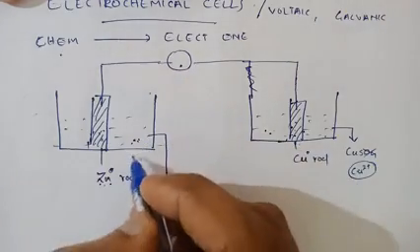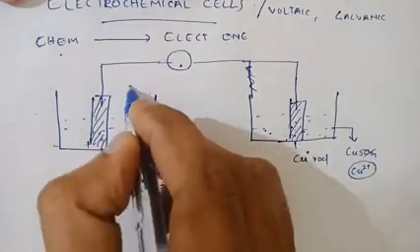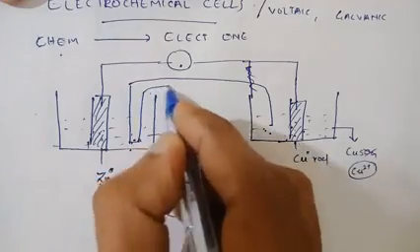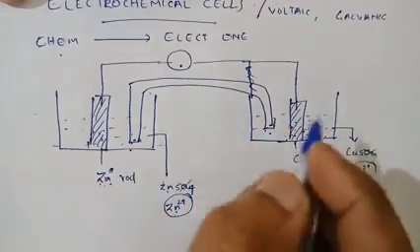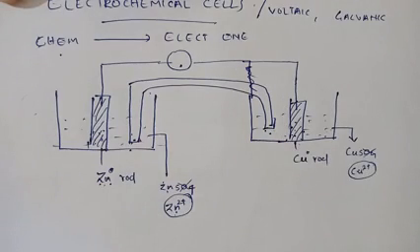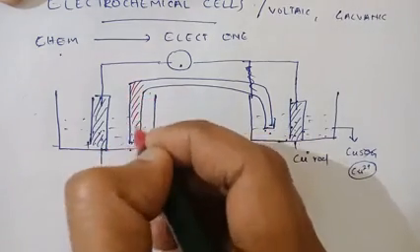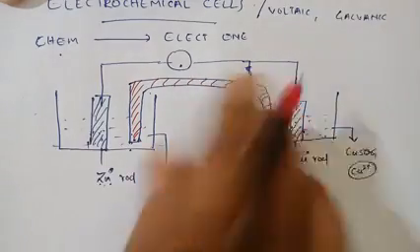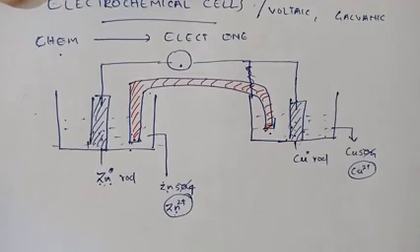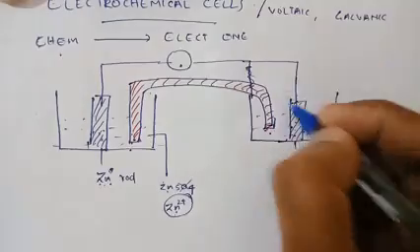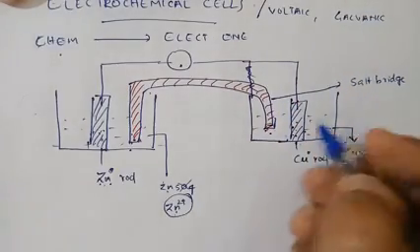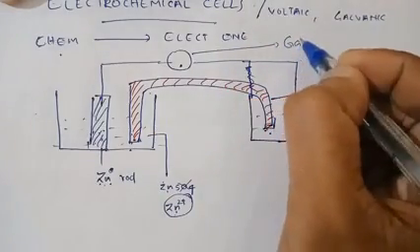Clear? Then these two electrolytes are connected by a U-shaped tube. So these electrolytes are connected by a U-shaped tube which contains certain materials. Clear? So we can call this tube as salt bridge, and this is galvanometer.